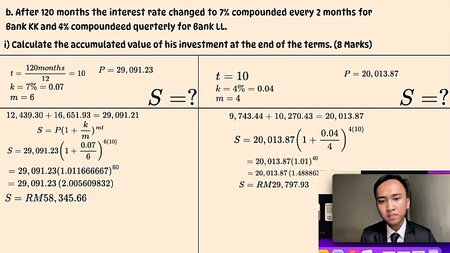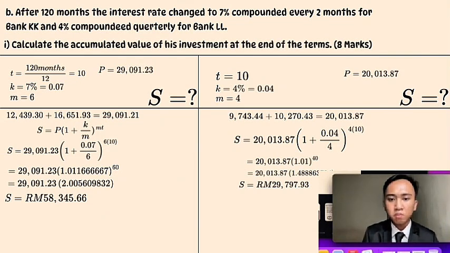Today I will explain my answer for question B. We need to find the total amount of money after 120 months when the interest rate charges 7% for Bank KK and 4% for Bank LL. Both banks use compound interest. Bank KK compounds every 2 months and Bank LL compounds every 3 months, or quarterly.